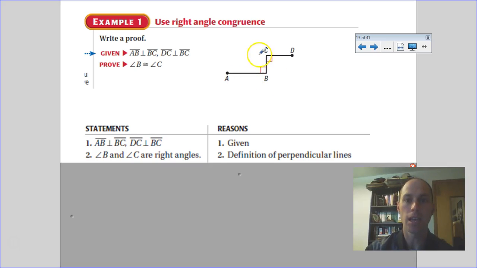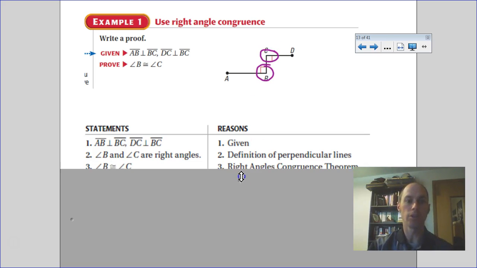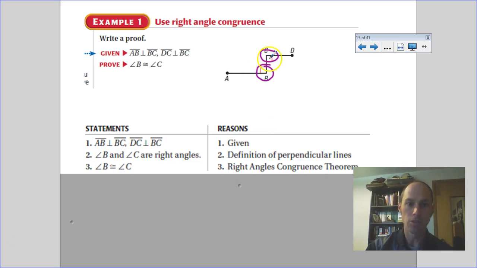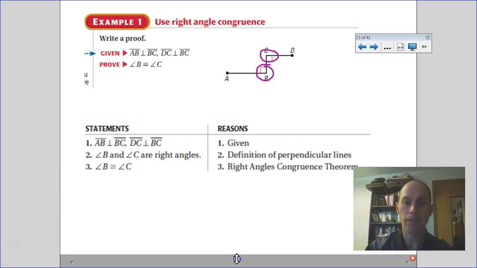Therefore, since AB and BC are perpendicular, angle B has to be a right angle. Same thing with angle C. Just what you know about perpendicular lines. You've learned that. So if they're right angles, I know that these angles have to be congruent because we just learned that all right angles are congruent. And if you want to write that as your reason, all right angles are congruent, you don't necessarily have to have the theorem written down word for word perfectly. Just say, I know all right angles are congruent.